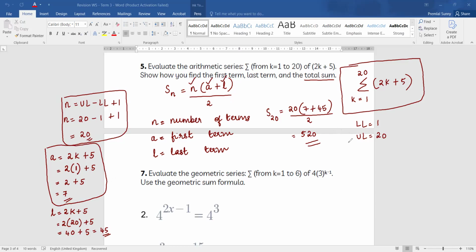Now for the last term here, what we need to do is, instead of k, you substitute the upper limit. Upper limit here in this case is 20. Then you substitute the whole thing in the calculator. Still you will get the final answer, which is 520.